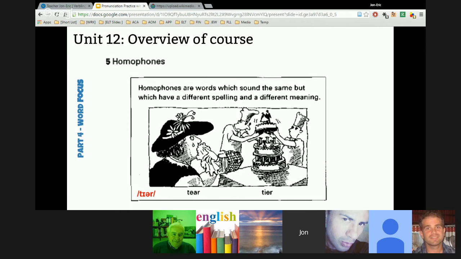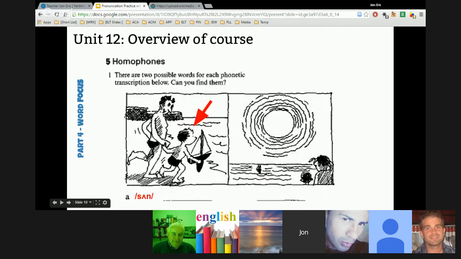So these are homophones, words that are spelled differently but sound the same, and you just have to memorize them. There's no other way to learn them that I know of. You can write them in your notebook, create a special page just for homophones, and start to look at the ones that are most common in the language. Okay? Let's look at another one here.